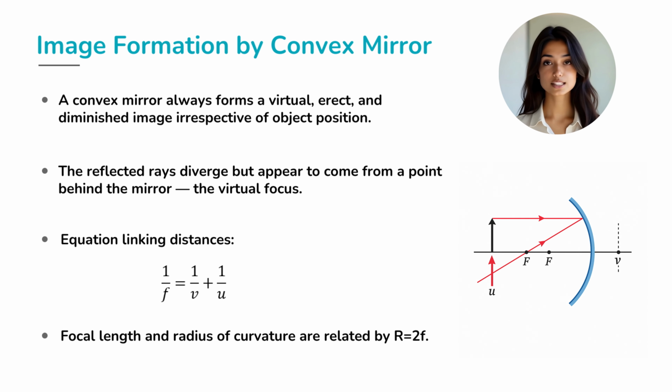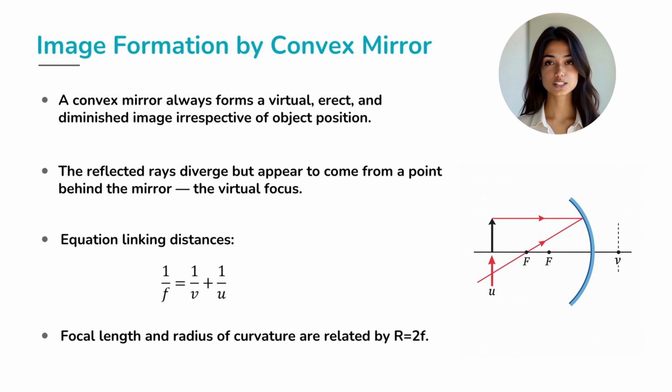Now let's meet the convex mirror, the mirror of safety. If you've ever looked at your car's side mirror, you've read that line, objects in the mirror are closer than they appear. That's a convex mirror at work. No matter where you place an object, a convex mirror always forms a virtual, erect, and diminished image behind the mirror. The reflected rays spread out, but when extended backward, they appear to meet at a virtual focus.